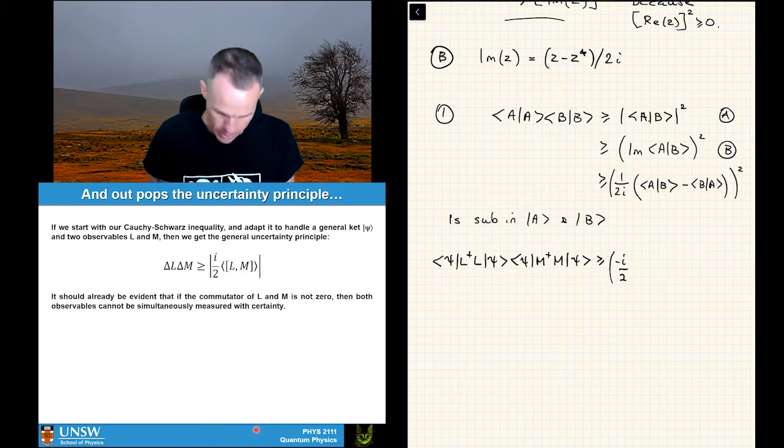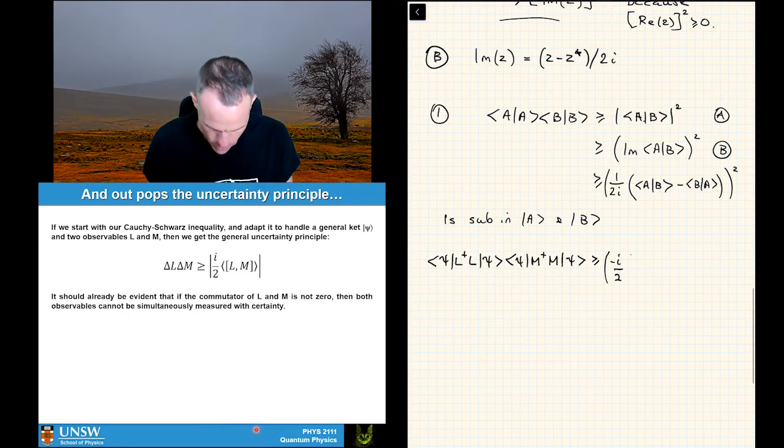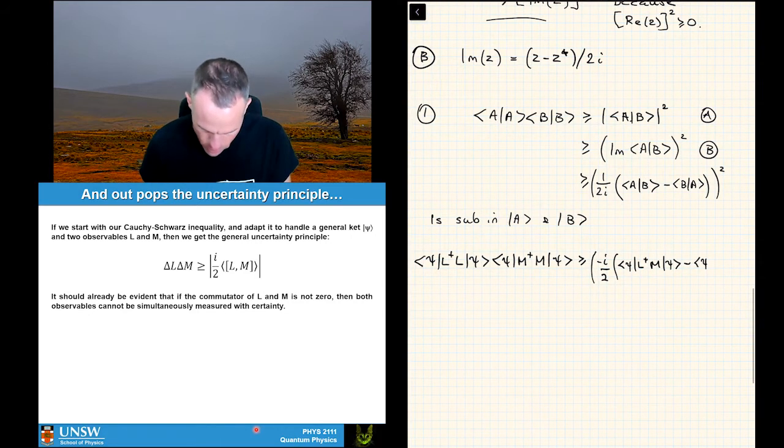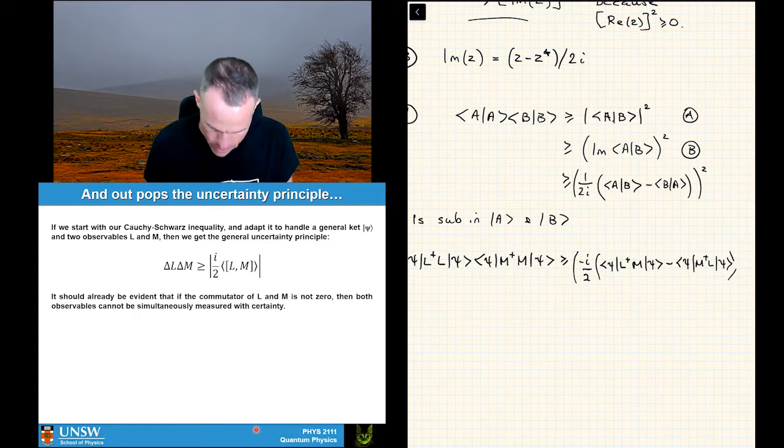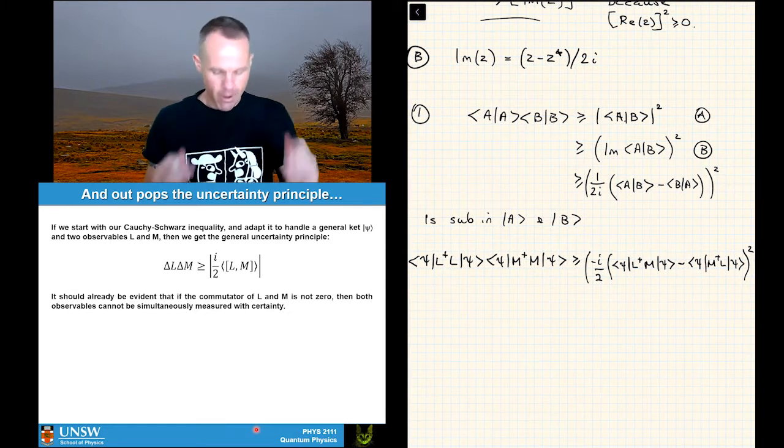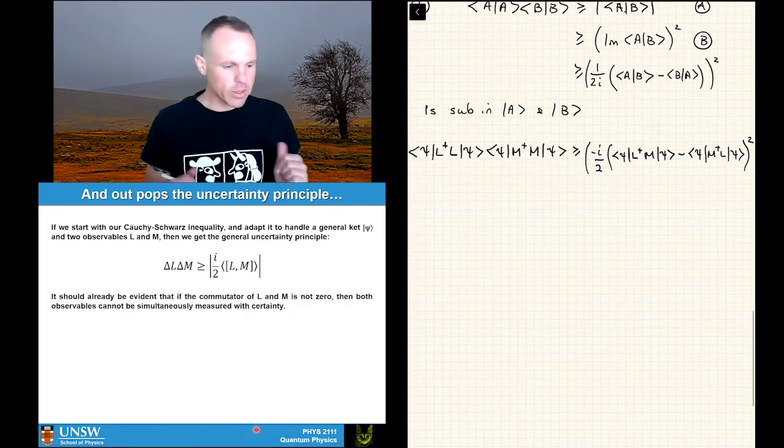We can now put our inner products in over on the right-hand side here as well. So we would have psi L conjugate M psi minus psi, I'm going to have to pull this over a little bit, M conjugate L psi, running out of edge here, squared, like so. Need to write a little narrower, I think, just to get this in. Okay, so we got all this here.